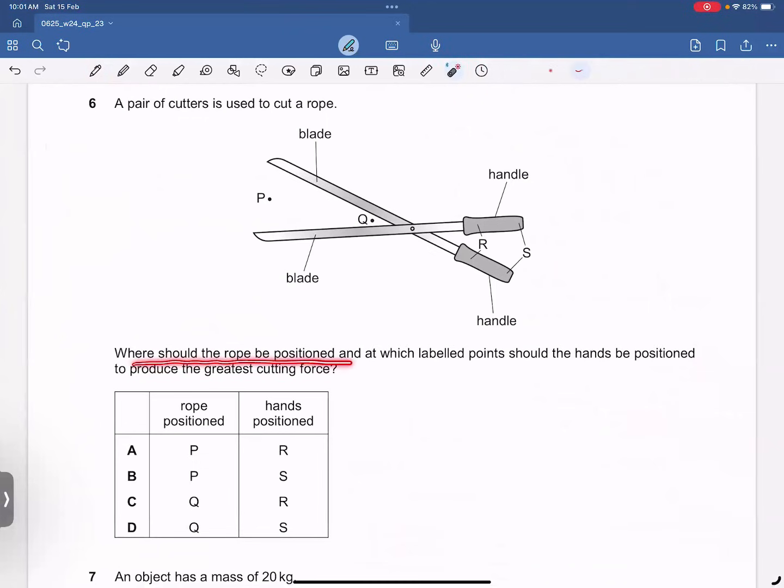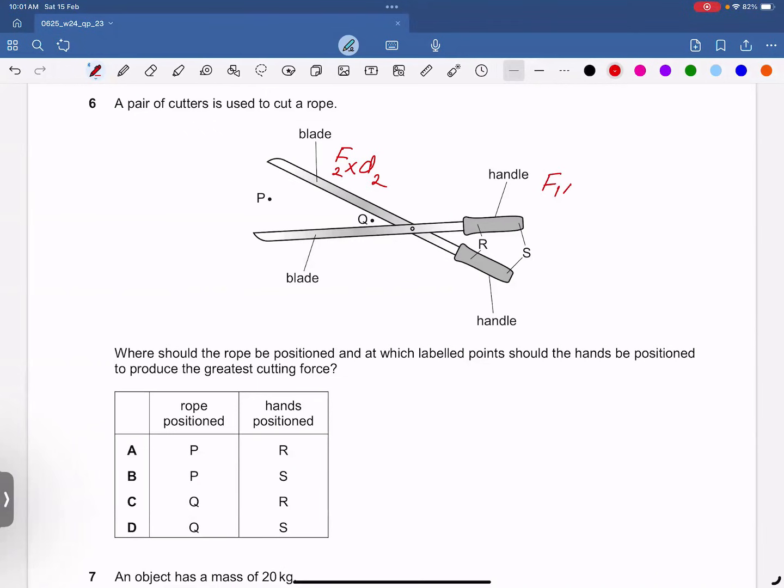Where should the rope be positioned and at what labeled points should the hands be positioned to produce greatest cutting force? No problem, let's try. Principle of moment says, if you remember, the two moments must be equal. So imagine wherever is the rope, the cutting force, and the rope distance. I can say F2, D2.